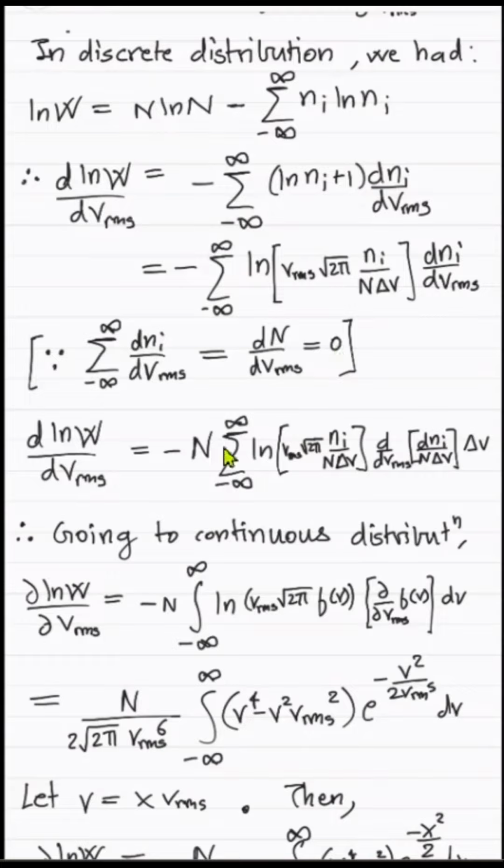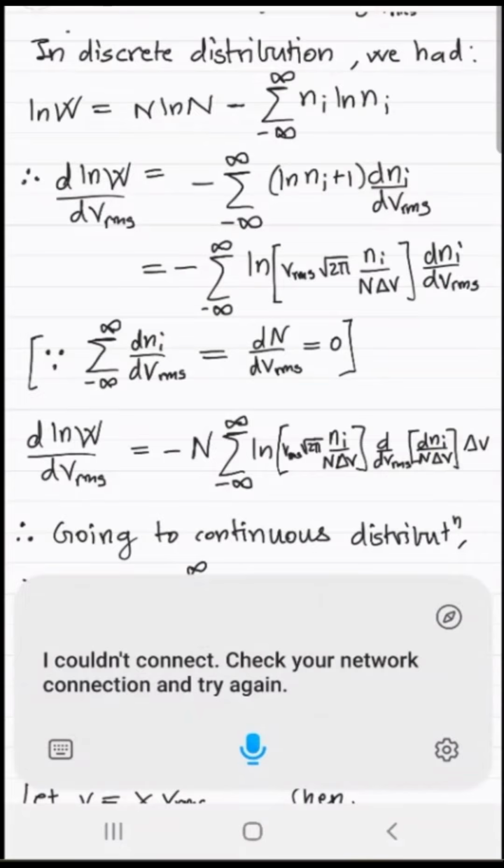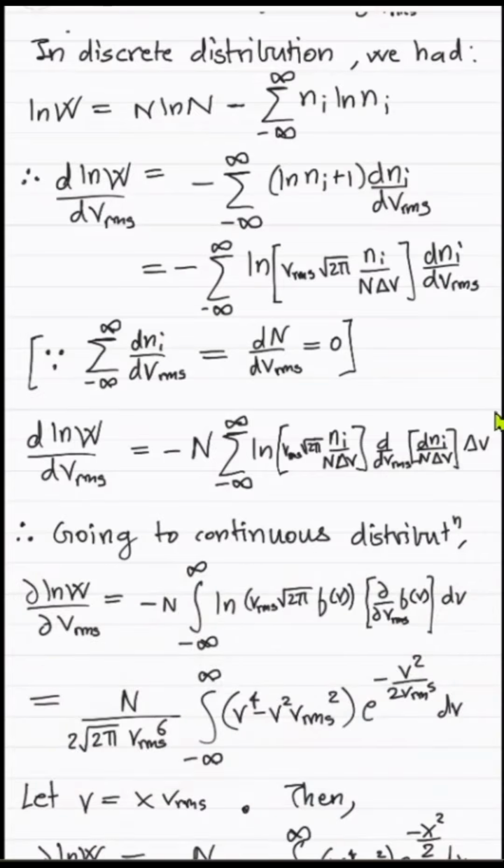Okay. So you got the derivative of natural log of w with respect to vrms, that's equal to this thing, negative capital N summation of natural log of vrms square root of 2 pi ni upon capital N delta v. So all of this stuff, right? That times d upon d vrms of ni, right? But then you can replace ni by this thing. You can write it as d ni upon delta v. Well, that times delta v once again. DNI is not that bad.